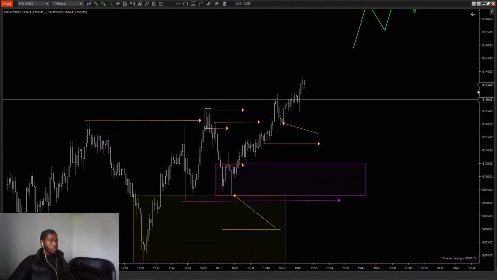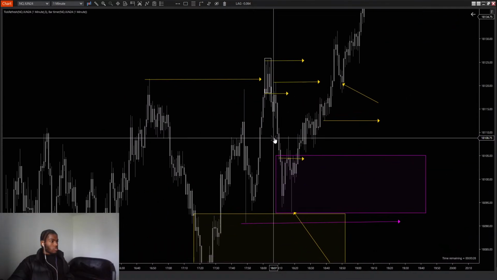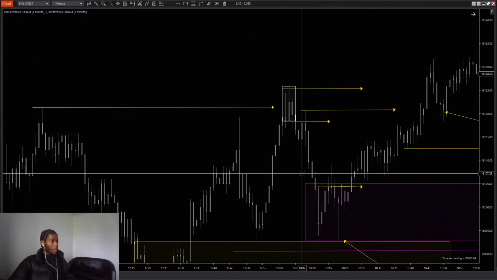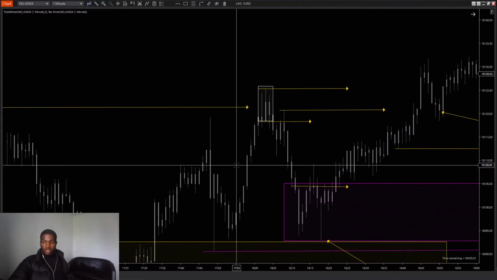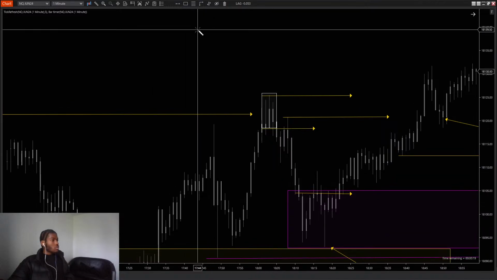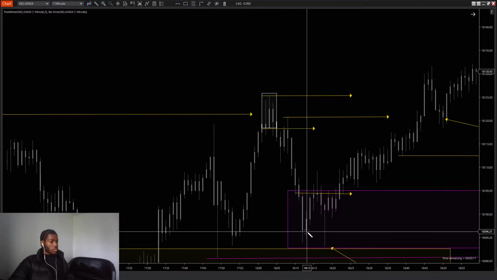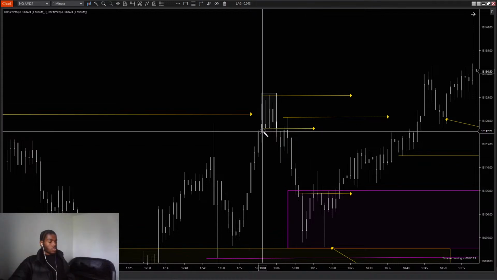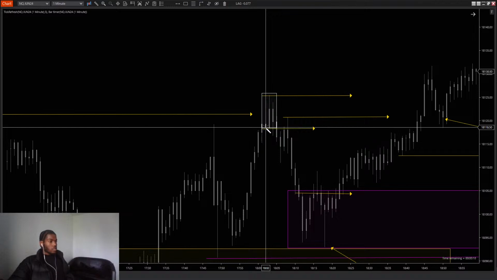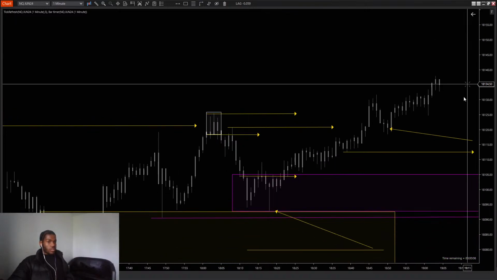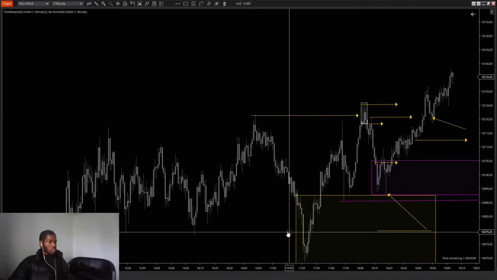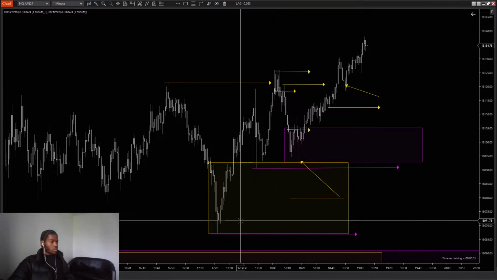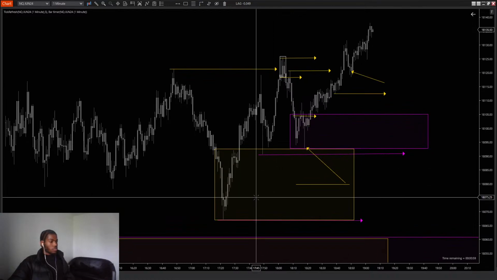Now, I pay attention to the wicks. I don't want to say I pay attention to the wicks, but it's an advanced understanding, I'll be real. You don't need to know that yet. Just pay attention to the body closures. But that's just one example of what I mean. If you catch on, you catch on, you feel me?